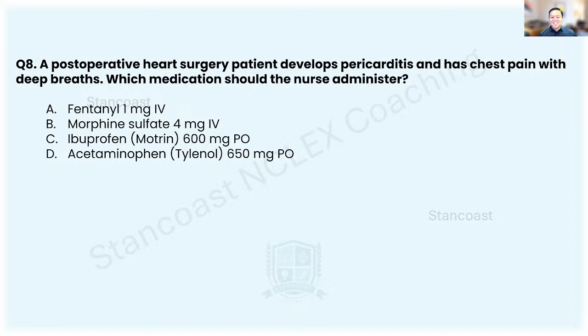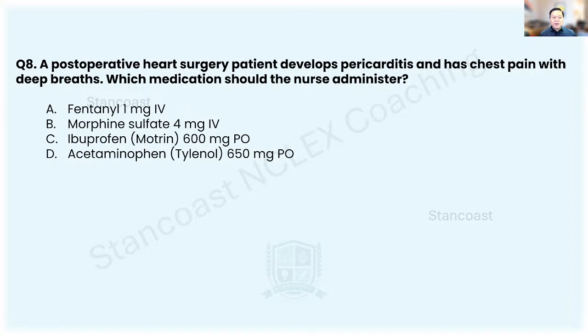Don't like that. 8. A post-operative heart surgery patient develops pericarditis and has chest pain with deep breaths. Which medication should the nurse administer? A. Fentanyl 1 milligram IV. B. Morphine sulfate 4 milligrams IV. C. Ibuprofen Motrin 600 milligrams PO. D. Acetaminophen Tylenol 650 milligrams PO.